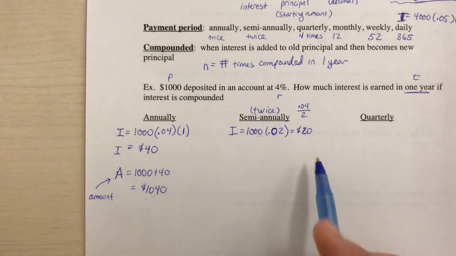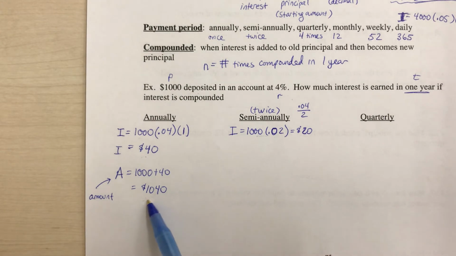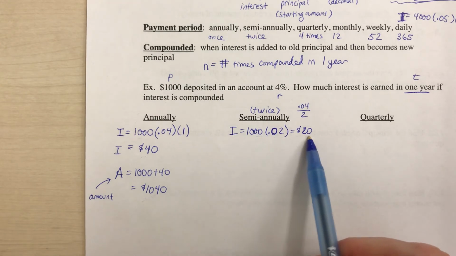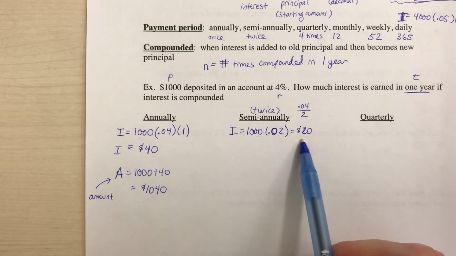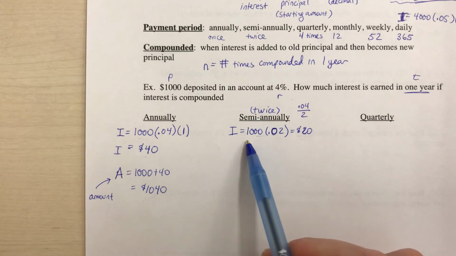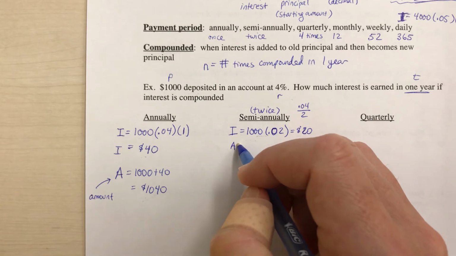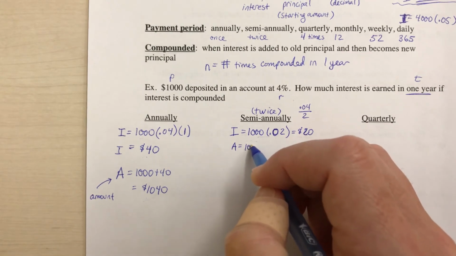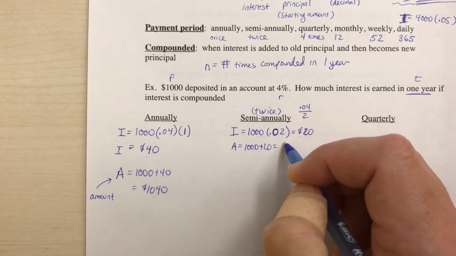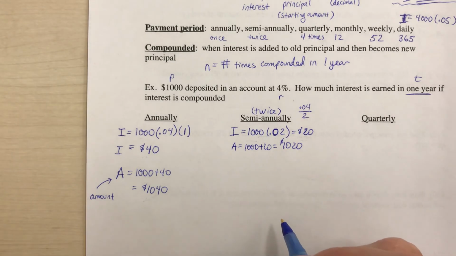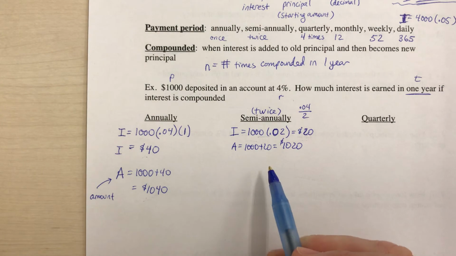And you're going to say, oh, wait a minute. I'd rather do this annually because I get 40 extra dollars. But the nice thing is, this is only halfway through the year. So we're going to take this 20 and we're going to add it to 1,000. So the amount after 6 months is going to be $1,020. Okay, so now this is July, right? We're only halfway through the year.